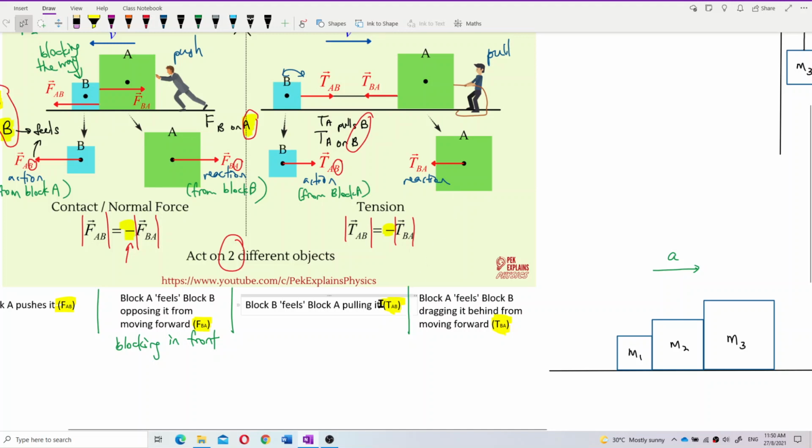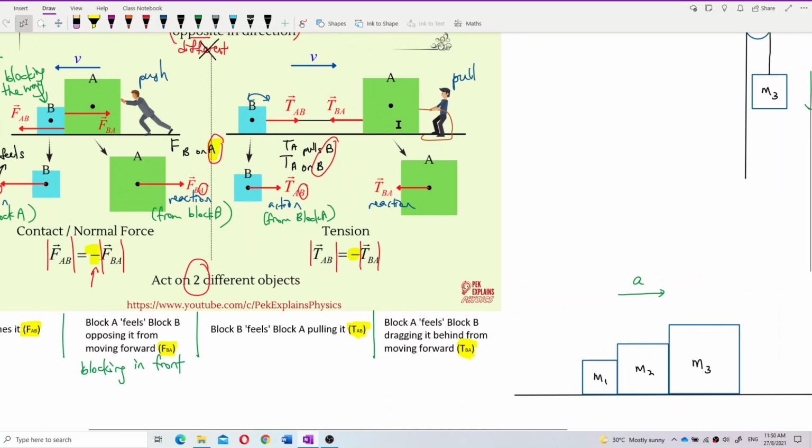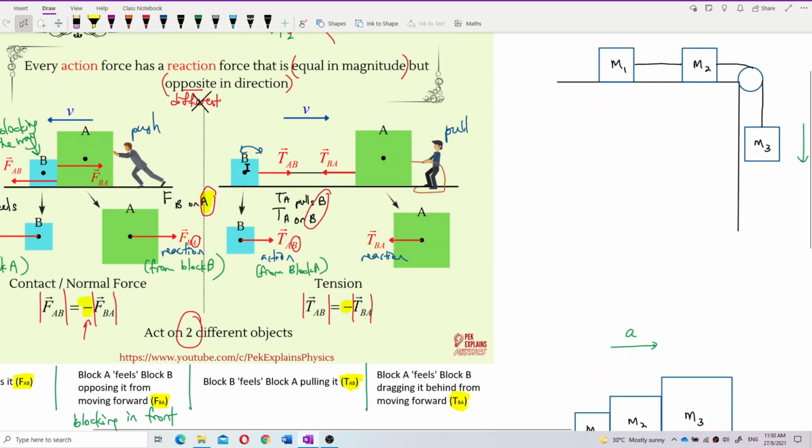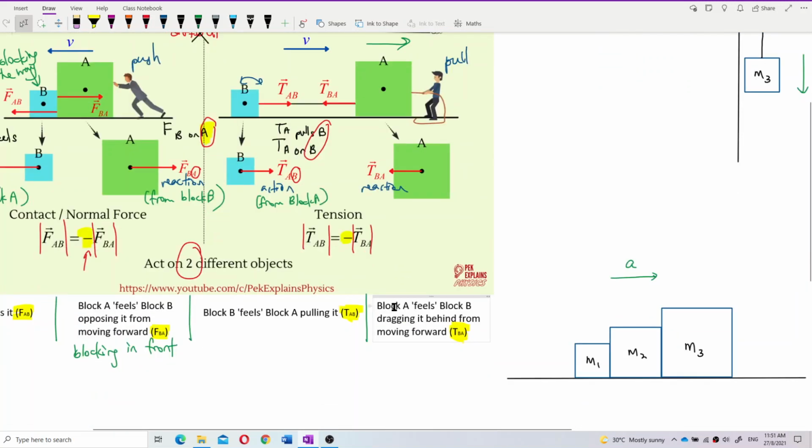Okay, and then we go forward to block A. Block A instead feels that block B is dragging behind. You know, without block B, if we cut off this string, block A can move to the right much easier. But because we have this string and B is dragging behind, A moves forward much harder. So block A feels that block B is dragging it behind from moving forward.